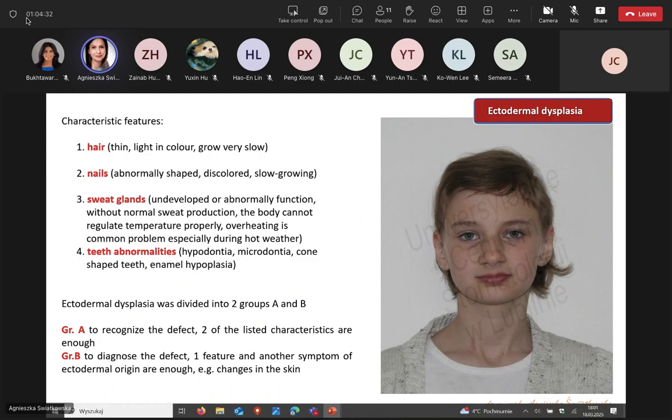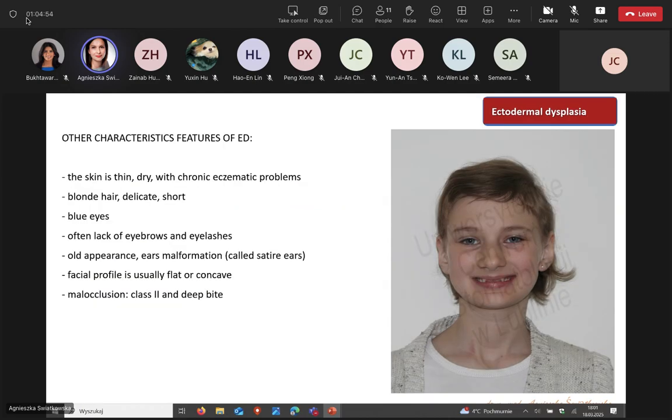Group A: to recognize the defect, we should observe two of the listed characteristics. In group B, one feature from this list and other symptoms of ectodermal origin, for example, changes in the skin. Nowadays, of course, these patients have genetic examination to recognize this kind of syndrome.